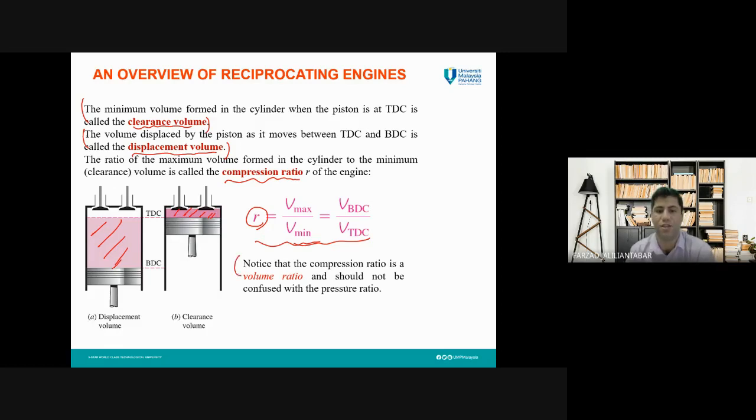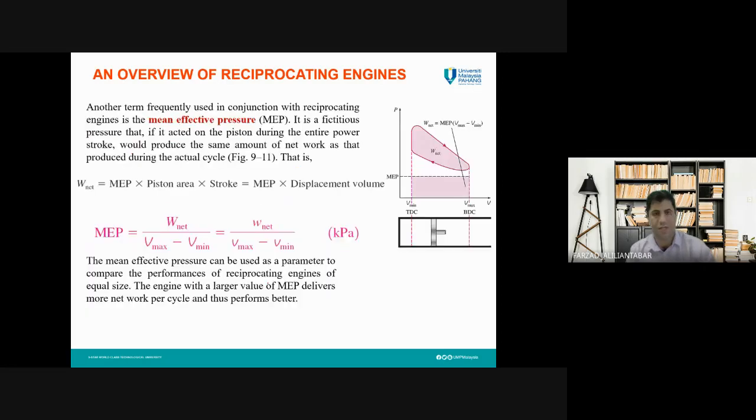It is important to notice, because later it may be a little problematic, that compression ratio is not about the pressure, it's about the volume. In other words, it shows how much the volume is reduced. So the compression ratio is a volume ratio, and it is important later on to study the cycle.